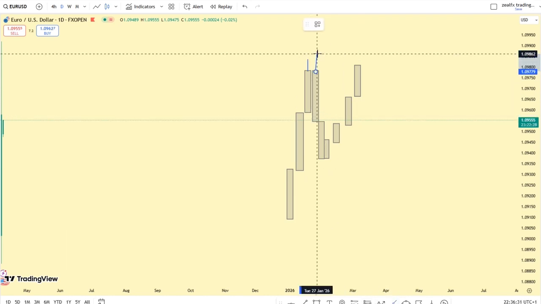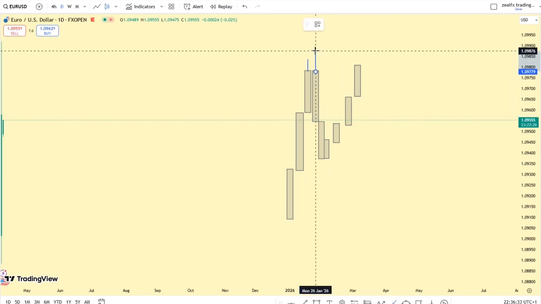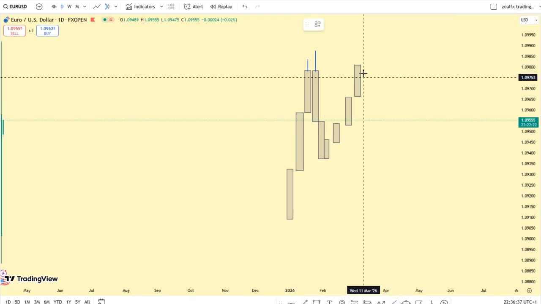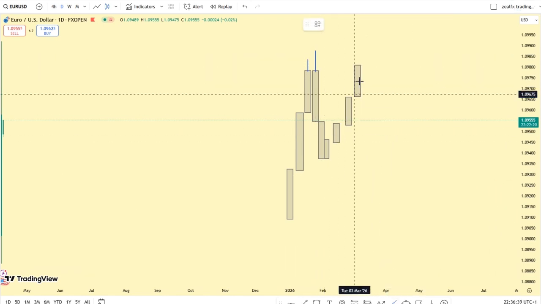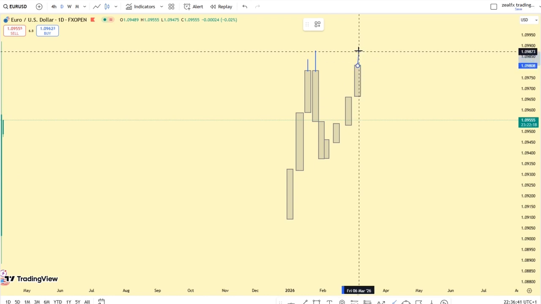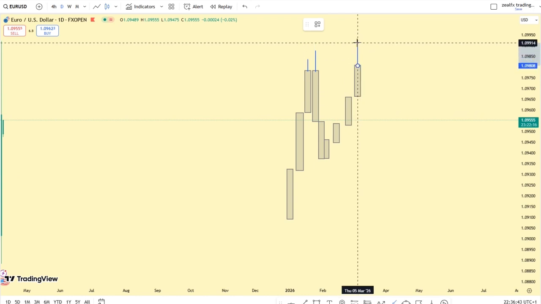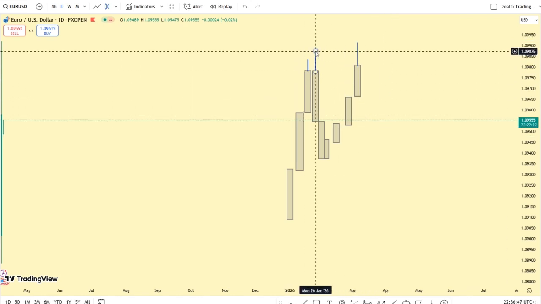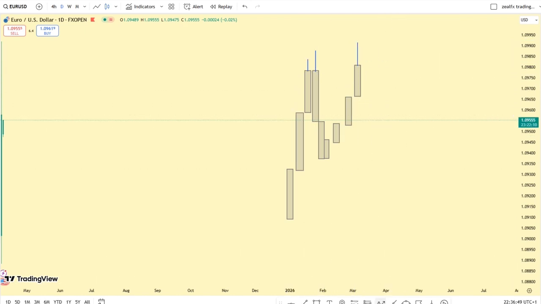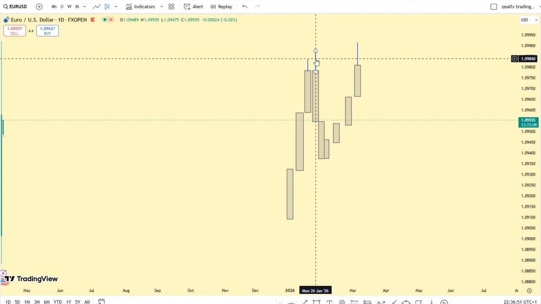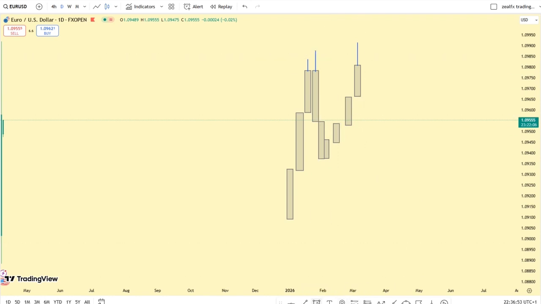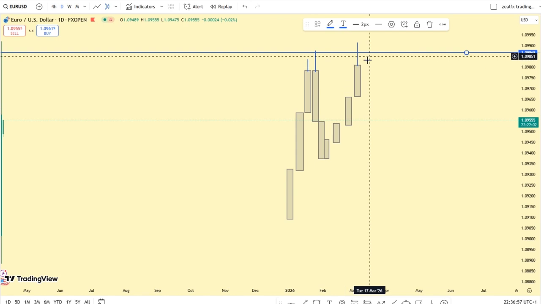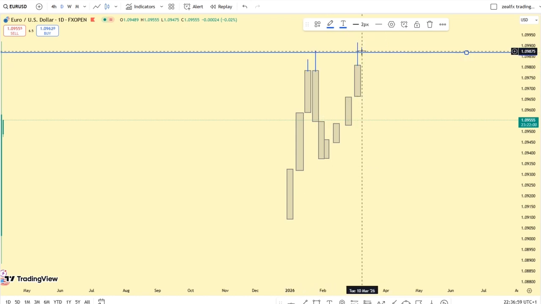and tested the high. Then when price moved to this previous resistance level and tested this high and then closed below it, this is called a false breakout. So as long as price tested this high and closed below it, we now call this level, this area, a false breakout.